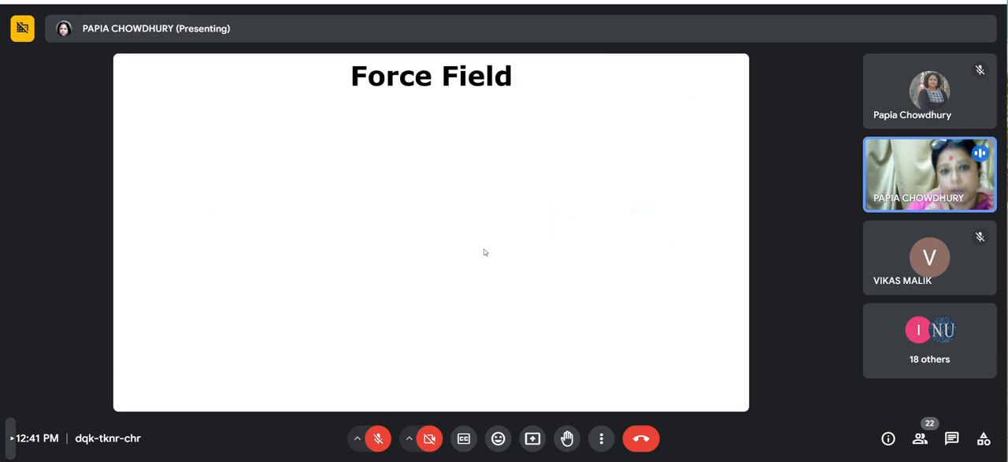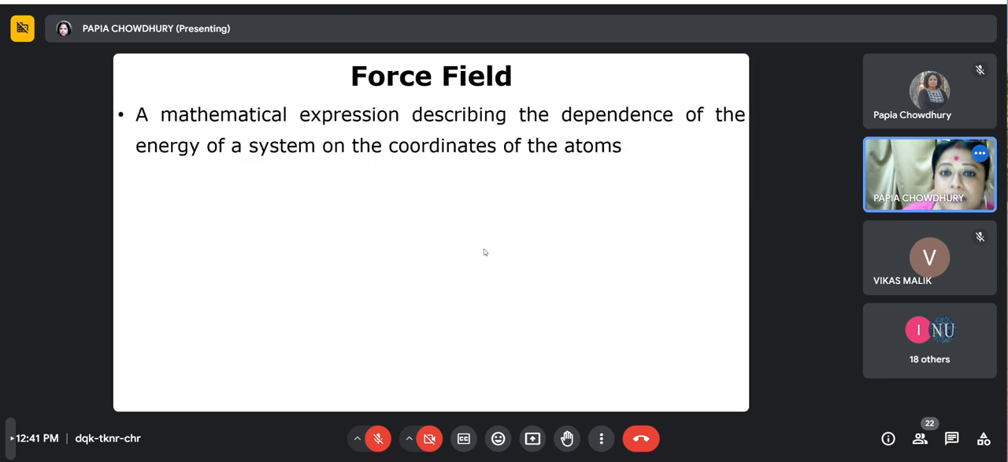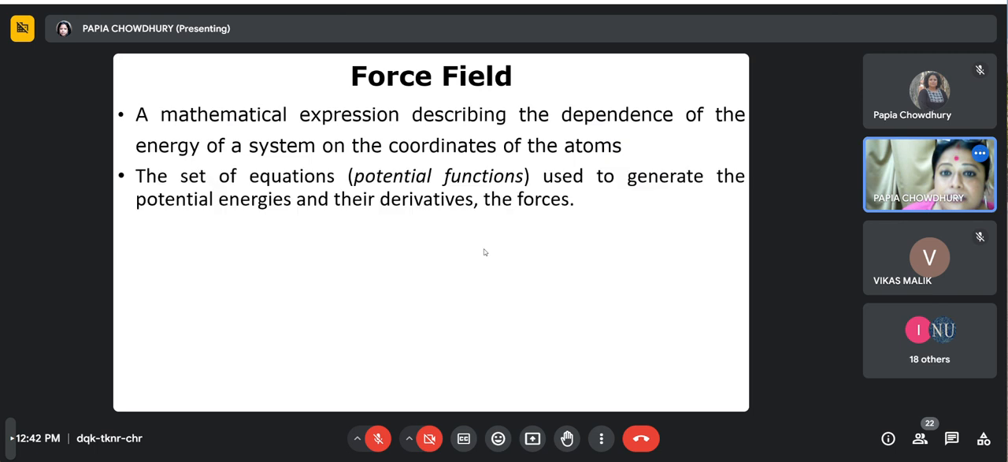Now, for molecular dynamics, one of the very important parameters from which we generally start is the force field. What is that force field? It is the expression which describes the dependence of the energy of the system on the coordinates of the atoms. Actually, we have to create this for each system, and it varies from system to system.